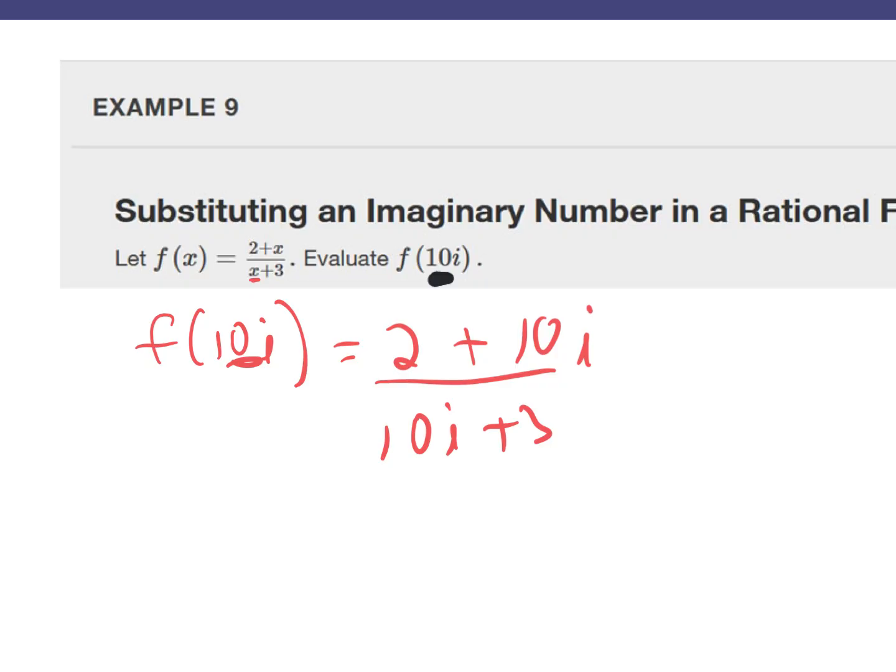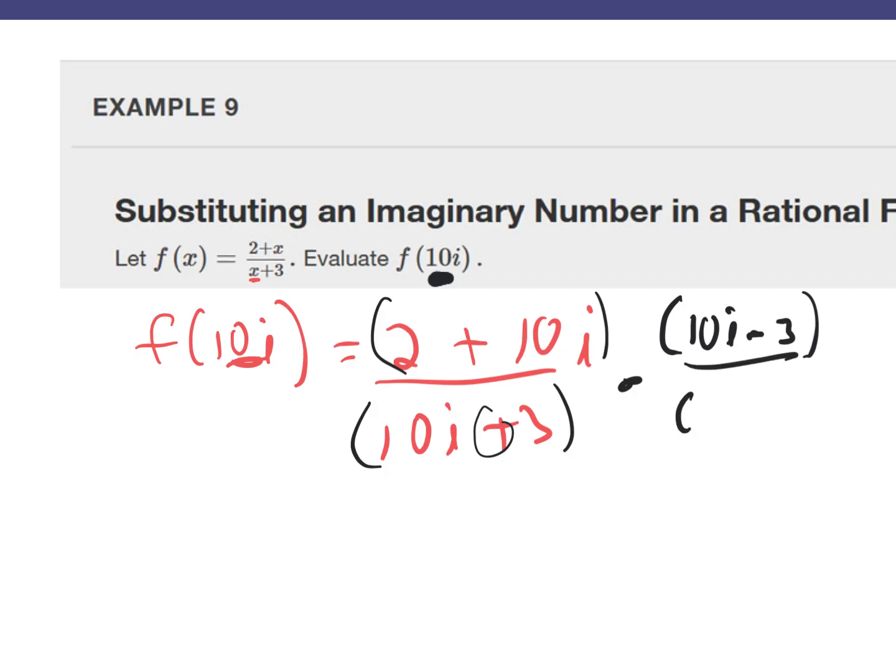Why? First of all, you're never allowed to leave an i in the denominator. So this is the job for the conjugate. Multiplying the top and the bottom by the conjugate of the bottom. Just change this plus to a minus. Here goes. Times 10i minus 3 over 10i minus 3.